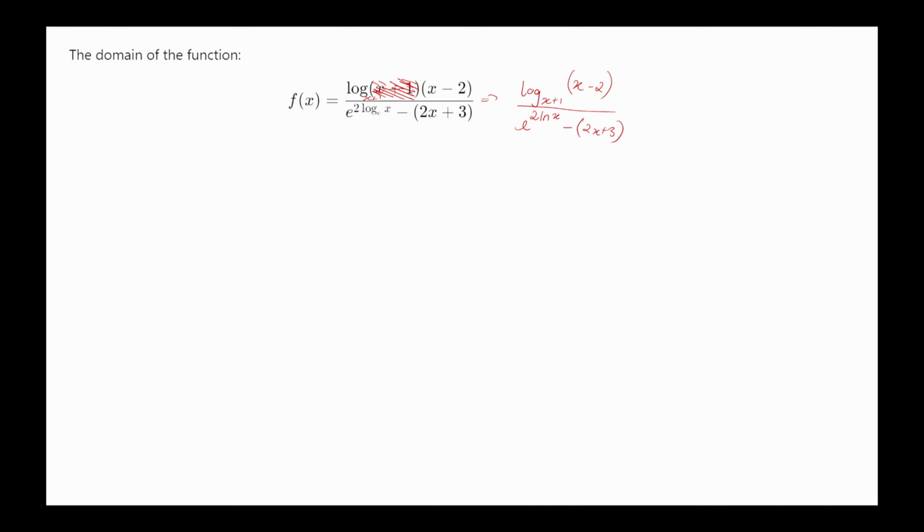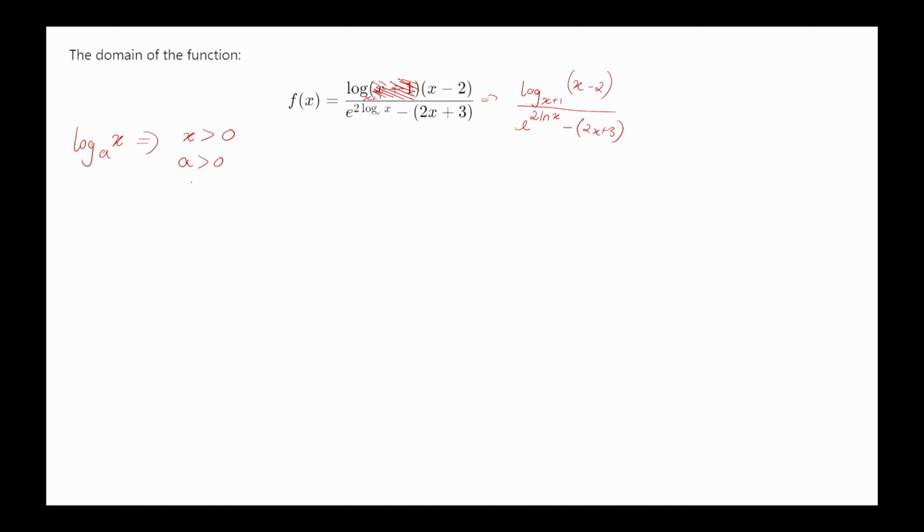So now let us find out the domain for this function. What are the things that we know about a logarithmic function? Let's say if I have log x with a as my base, what are the things that I know about this logarithmic function? That x should always be greater than 0.